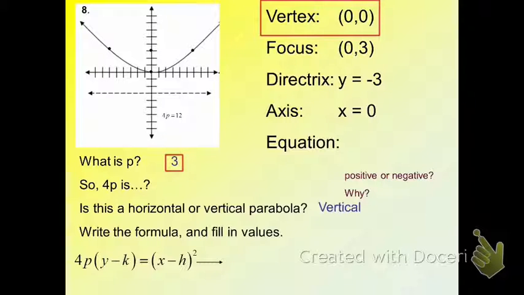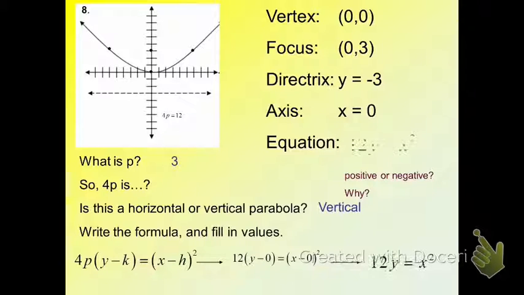So let's look at this. Does it matter if I put plus or minus 0? No. 10 plus 0 is 10. 10 minus 0 is 10. Now, with that, do I need to put plus or minus 0? No. Those two things are the exact same.